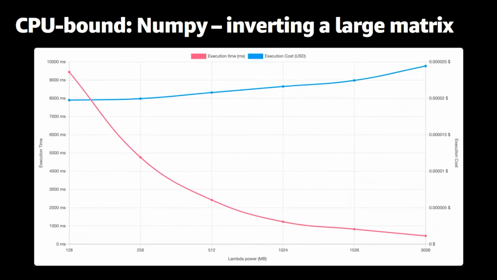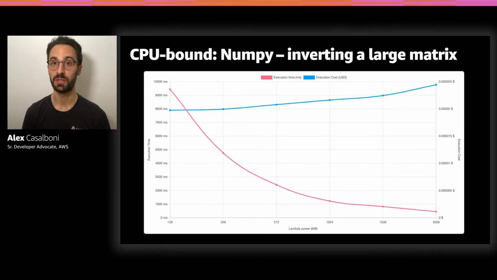CPU bound example, this is not the prime numbers example I did before. This is using NumPy. I was doing a large matrix multiplication. I believe it was a 1500 by 1500 matrix inversion or multiplication. And as you can see, it's pretty impressive that we can go from about 10 seconds down to less than half a second. And the most interesting part is that for these CPU-bound workloads, typically the execution cost is pretty flat. So you can get almost 10 or sometimes even 15 or more x better performance for a cost that is usually comparable, or maybe 10 or 15% higher.